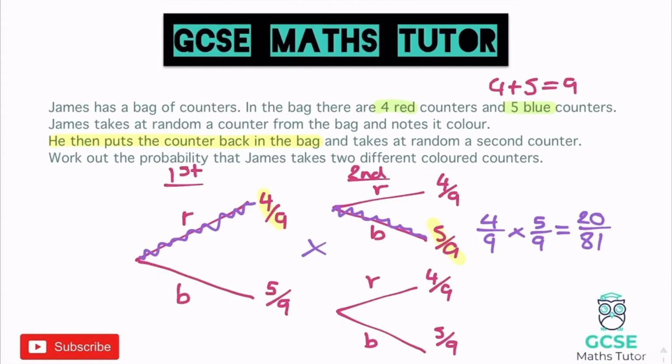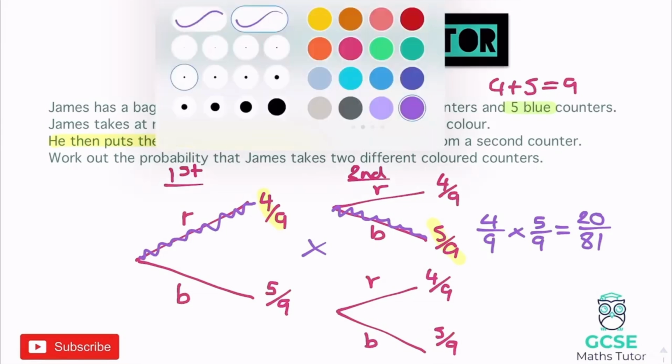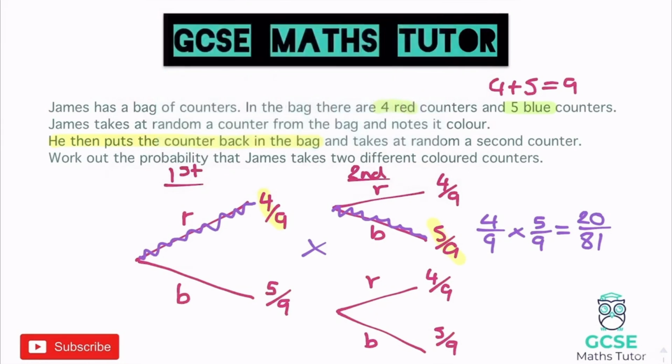Now what we're going to have a look at now is the other way of getting 2 different counters, because I could take, instead of a red then a blue, a different colour order here. I could take a blue and then I could take a red. And that would also give me different colour counters. And again, that goes through these 2 different fractions, so 5/9 and 4/9.